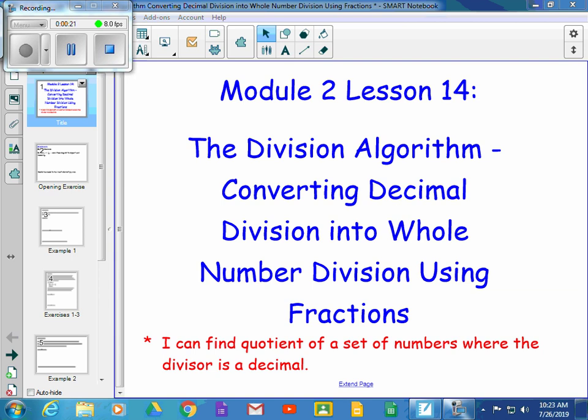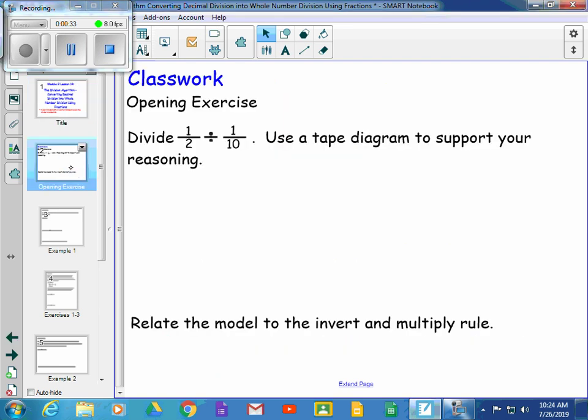Remember, throughout this video, pause the video at any time, rewatch parts or the entire video if necessary, and make sure you take good notes throughout. Now let's go ahead and start the opening exercise.